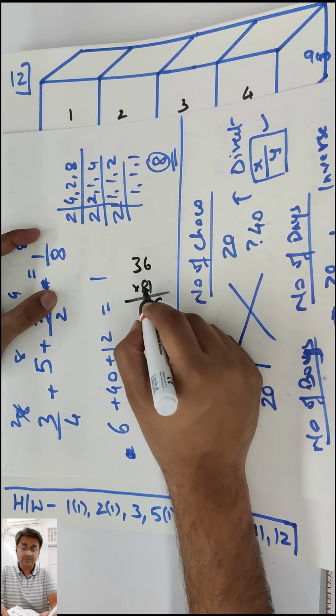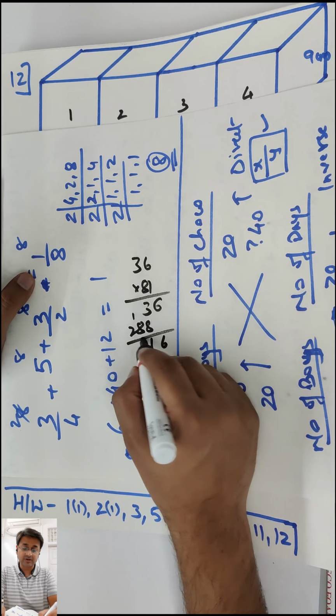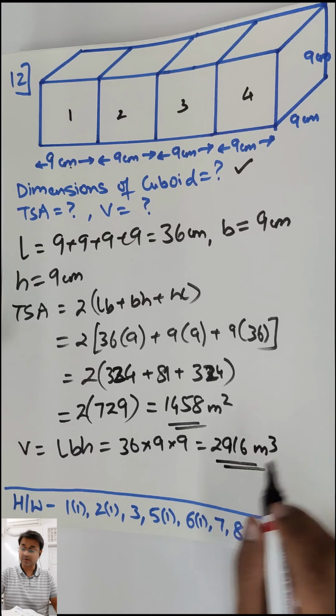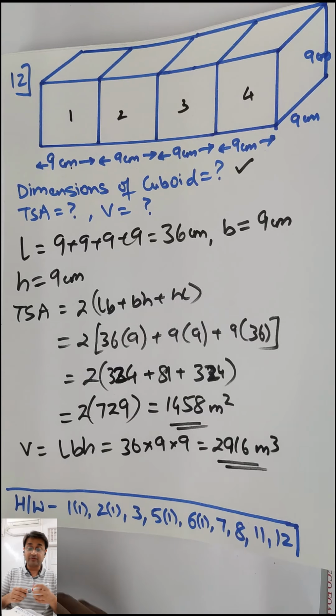So 6 and 3, 8 6s are 48, 24, 28. So 6, 11, 9, 2. So I will get 2916 meter cube. That's exactly what the volume is and it's correct. If you got the same answer, you've done brilliant.